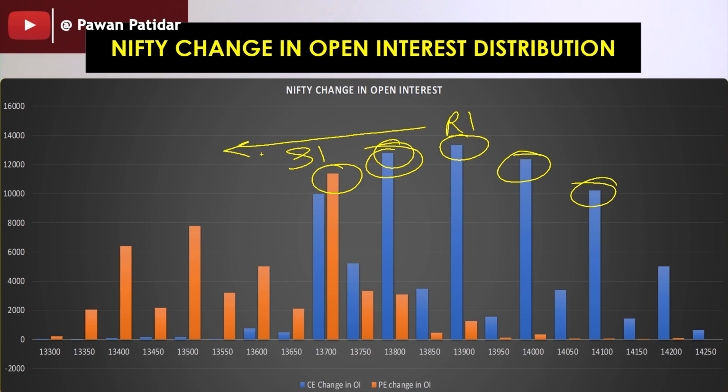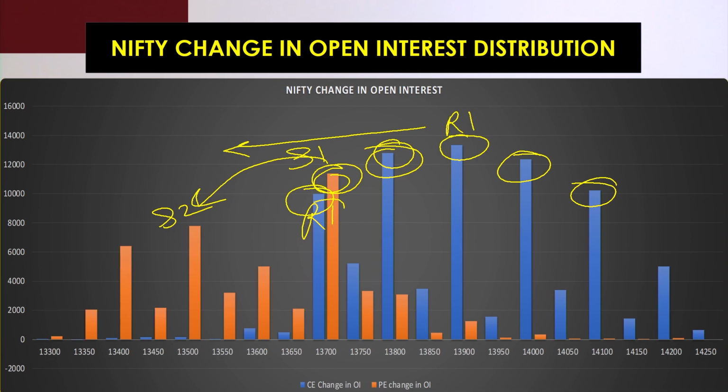It is indicating today's picture as well as what is going to happen in the next trading session. On support 13,700 also, a lot of open interest is building up. It is very much possible that this support will move down to 13,500. Then S2 will become S1 and this will become R1, maybe till the expiry comes. That we will have to see in the trading session.